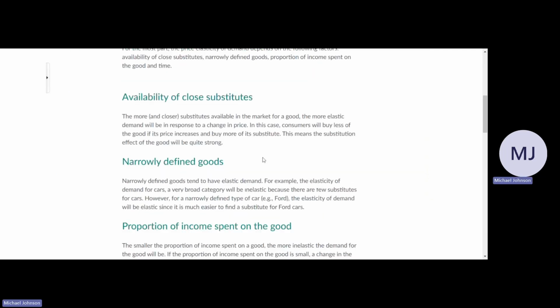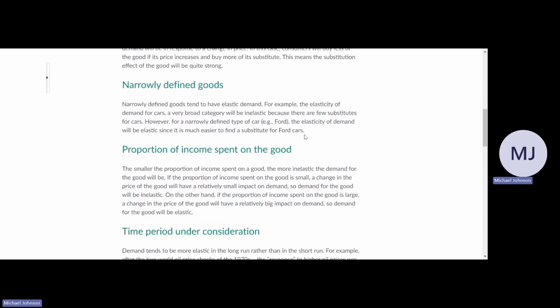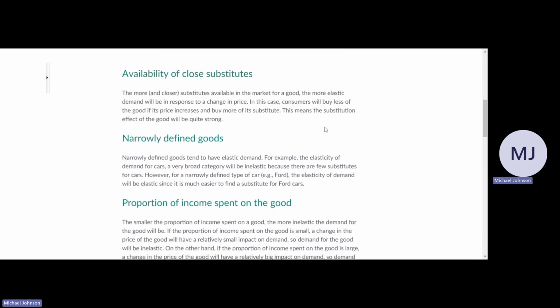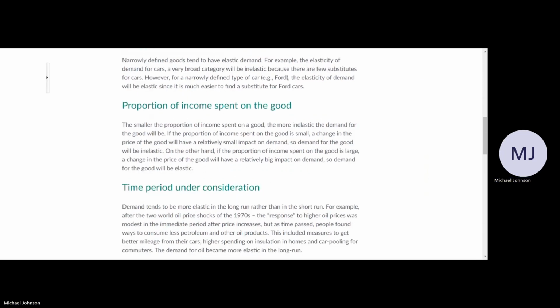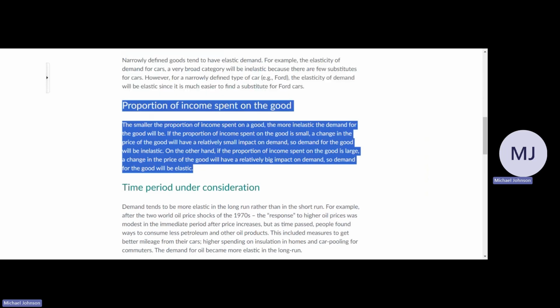The determinants of price elasticity of demand: if there are a lot of close substitutes, it will be elastic because they can switch buying that to something else for cheaper. If something becomes more expensive, they'll buy more of the substitute. And also, if more income is spent on a good, it's more elastic.